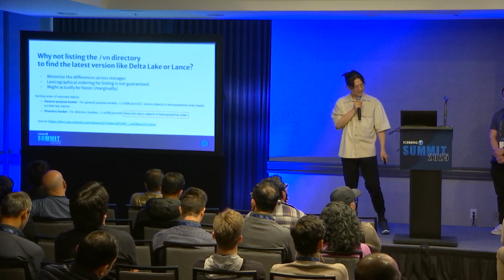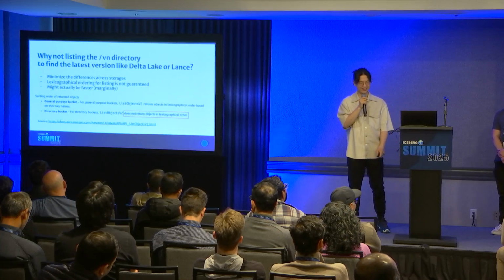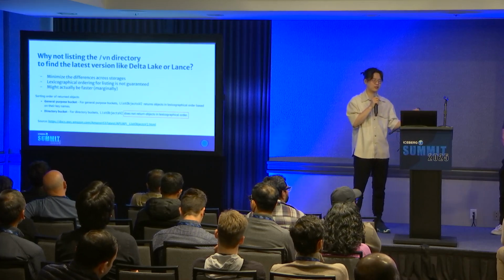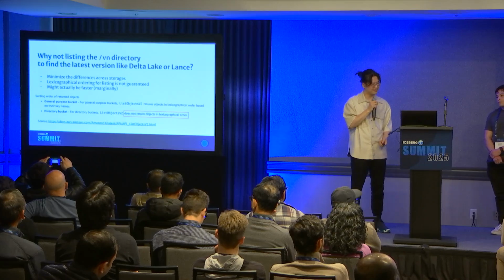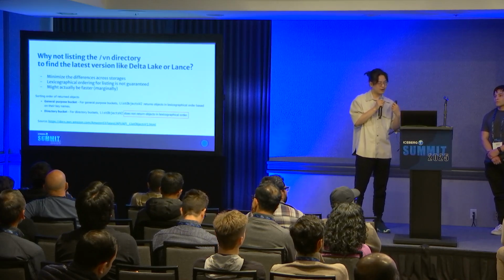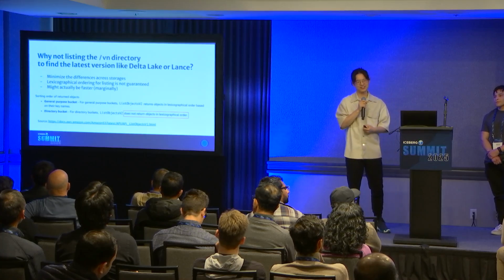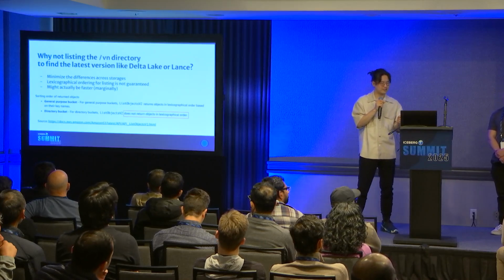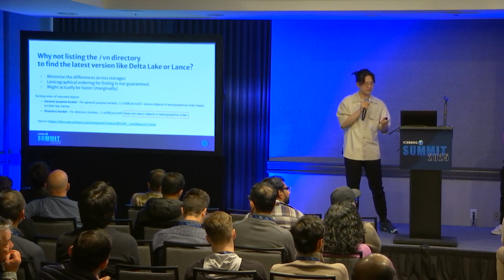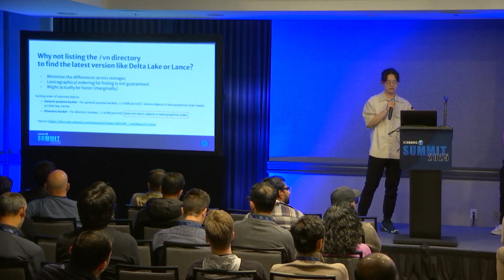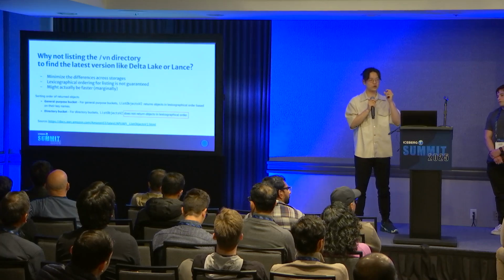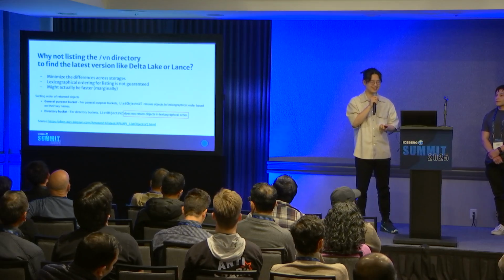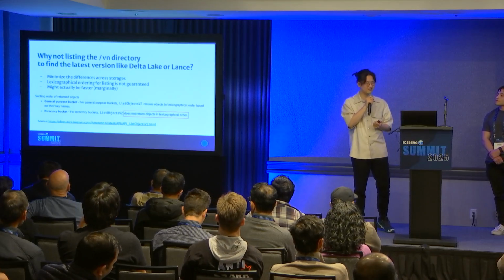There's a question about why not just list, which is what Delta Lake does. What we are trying to achieve here is to minimize the differences across storage, if you remember the original purpose. However, lexicographical ordering is not guaranteed across storage. For example, the latest S3 Express directory bucket does not return objects in lexicographical order. So we are not trying to depend on that. We are only doing head object for that purpose. And that actually might be faster because list is not usually the fastest thing to do in a file system.